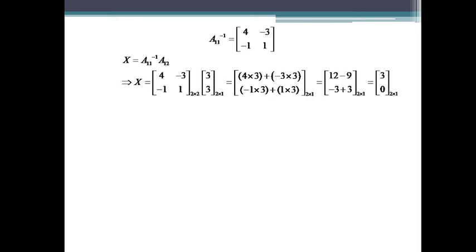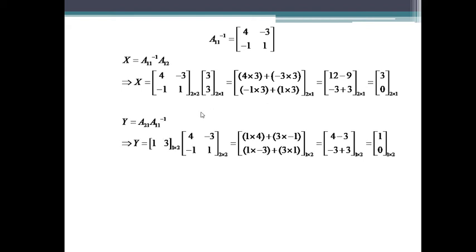Then x equals, this is the second step. Here a 2 by 2 matrix and here a 2 by 1 matrix. After multiplication of these two terms we get a 2 by 1 matrix. This is the matrix here, 4 into 3 plus minus 3 into 3. In this way, we simplify the terms. For the second row, we get these elements, and after simplification, we get 3 and 0.